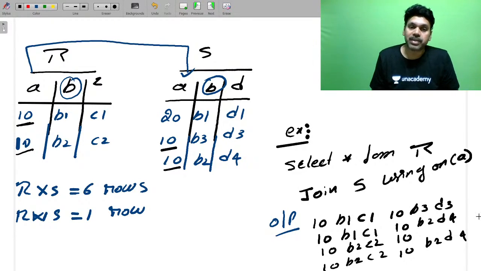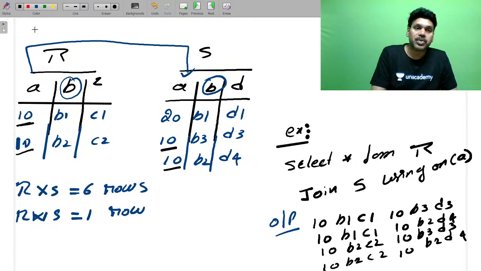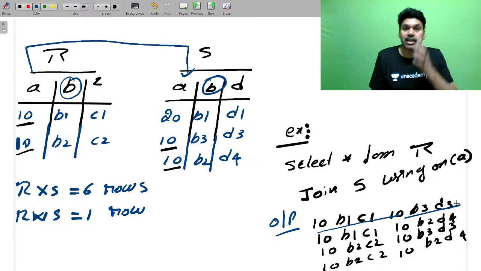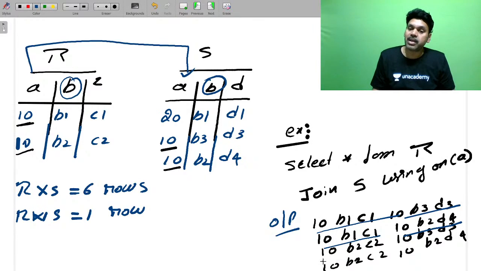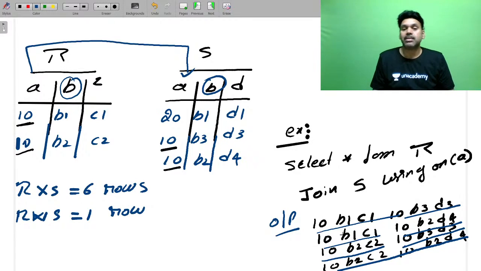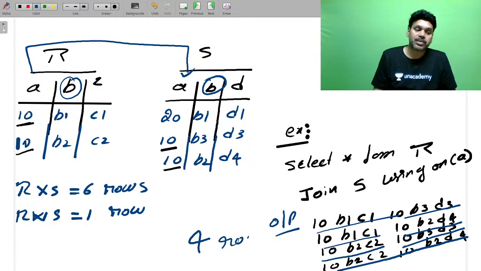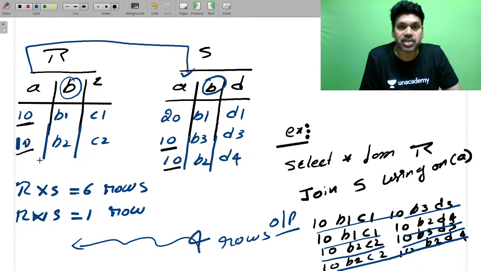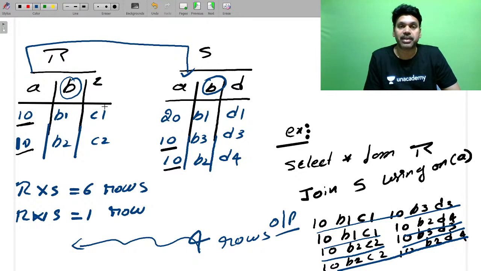If it is the same tuple, then you can eliminate it. They are unique tuples only. Why unique tuples? 10B1C1, 10B3D3 is a unique tuple, and 10B1C1, 10B2D4 is a unique tuple, 10B2C2, 10B3D3 unique tuple, 10B2C2, 10B2D4 is a unique tuple. So you got finally 4 rows. This is how you can have some relaxation on your natural join. This is the third join.